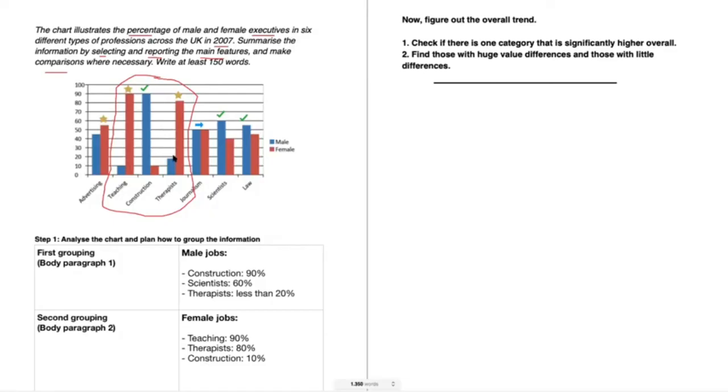There really isn't any use writing about the journalism sector, scientists, law, or advertising because they're quite similar. You want to focus on this trend in your overview paragraph, the fact that there are such large gaps. So this is definitely something, a trend that we can include in our overview paragraph. And then of course, in our 2 body paragraphs, we'll include this information about male jobs and female jobs. Now let's look at our model essay.